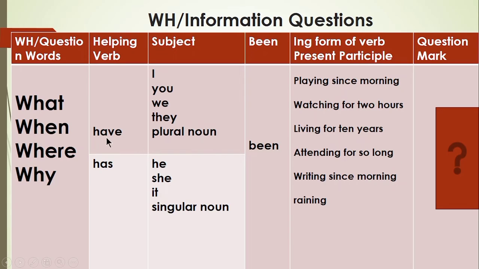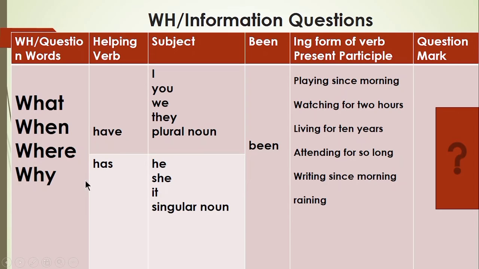If the subject is plural, we put have, and if it is singular, we put has. Then been, and then the ing form, and finally a question mark. For example, what have you been playing since morning? Where have you been living for 10 years? Or where has he been living for 10 years? Where has he been writing since morning? Or what has he been writing since morning?